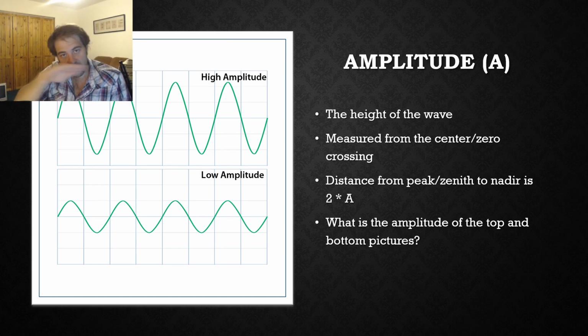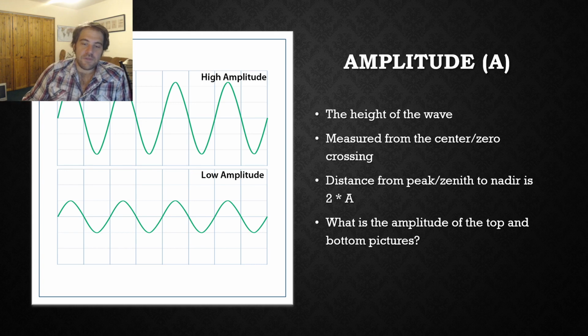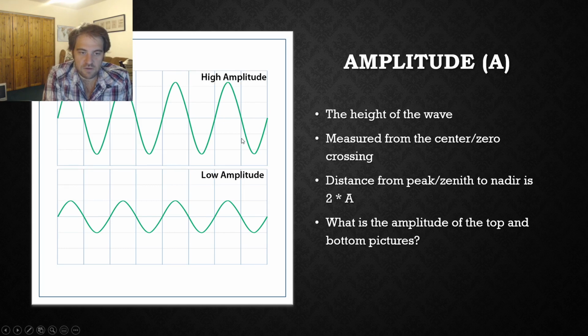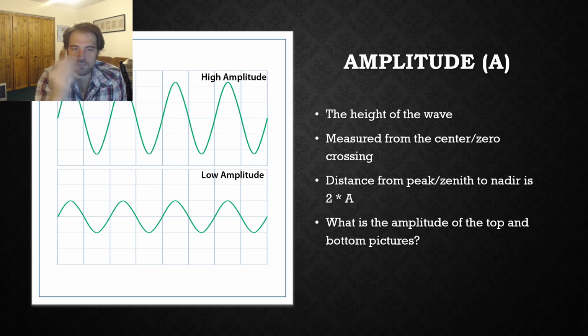So we have to go from the 0 point. If you measure distance from the peak or the zenith, which is the top of the wave here, to the nadir, which is down here at the bottom, that's going to be 2 times the amplitude. And if you measure to the center point, that is the amplitude. So what are the amplitudes of these top and bottom pictures?